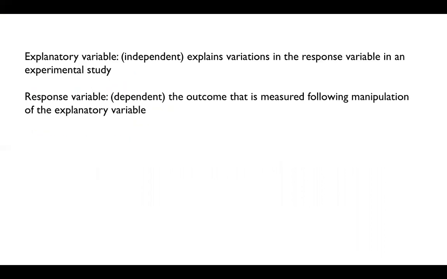So explanatory and response variables, they're also known as independent and dependent variables. So an explanatory variable, that's what we call an independent variable as well. It explains variations in the response variable in an experimental study. While the response variable is what we measure, so that is the outcome that is measured following the manipulation of the explanatory variable. So for example, how does sleep at night affect your exam grades? So sleep at night, that can be manipulated, that can be our explanatory variable. And then our exam grade is what we're measuring as a result of how much sleep you get at night.